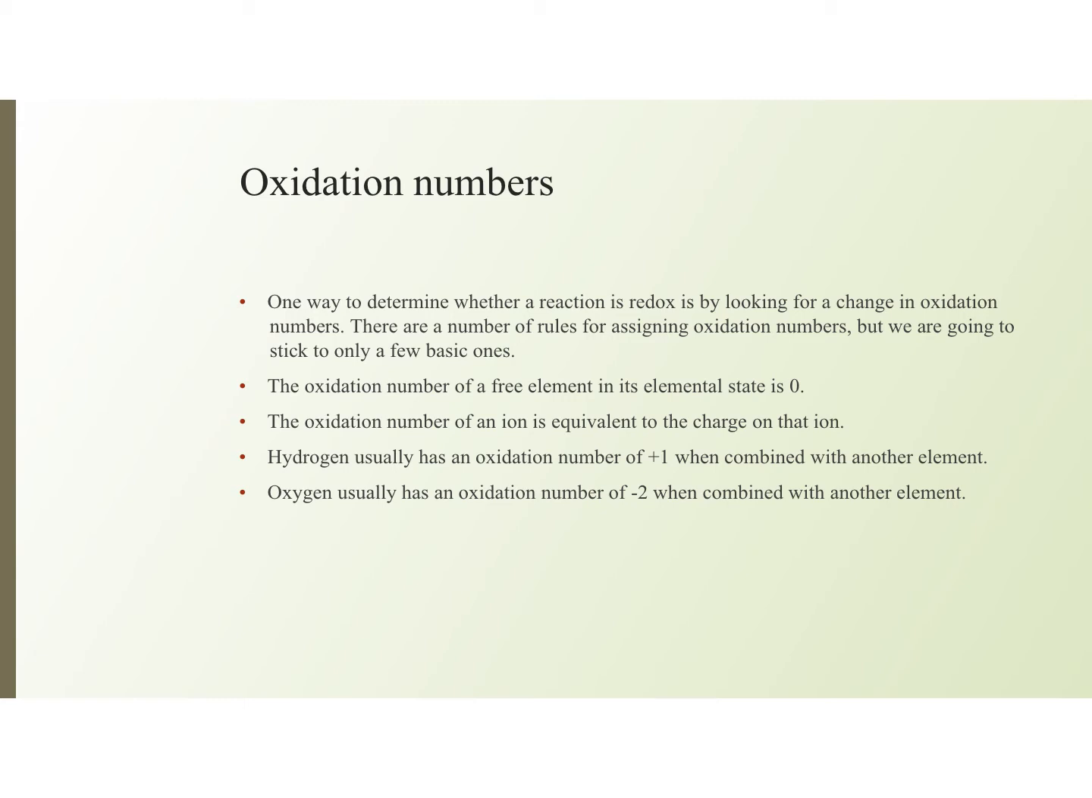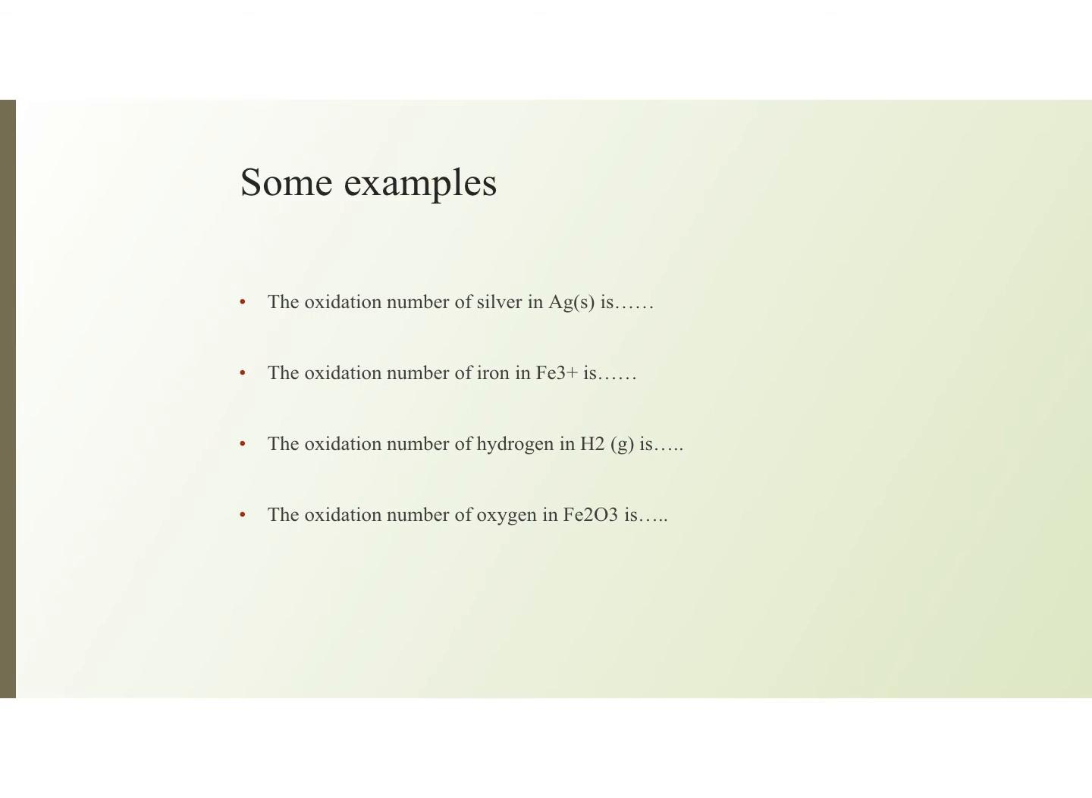The oxidation number of an ion, such as Fe3+ or Ag+, would be equal to whatever the charge is on that ion. Okay, and then hydrogen usually has an oxidation number of +1 when it's part of a compound, and oxygen has an oxidation number of -2 when combined with another element. And there's many sorts of exceptions to these rules, but we're only going to focus on these four to keep everything simple. So let's look at some of these examples of oxidation number.